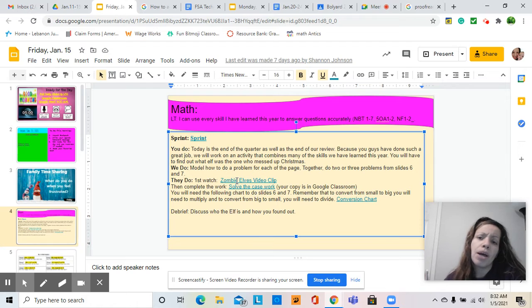So just do that. Once you finish your sprint, you're going to have such a fun activity reviewing all the skills from MVT 1, 2, 3, 4, 5, 6, 7, OA 1 and 2, and NF 1 and 2. So you have fractions, place value, adding, subtracting, multiplying, dividing, and whatnot.